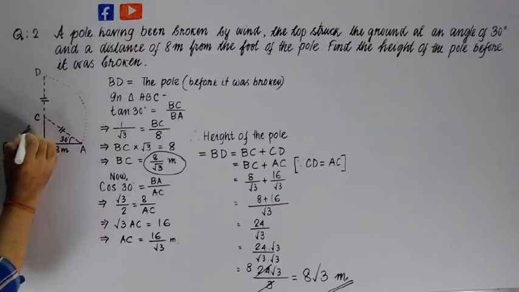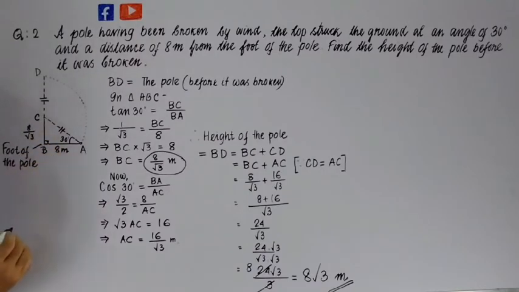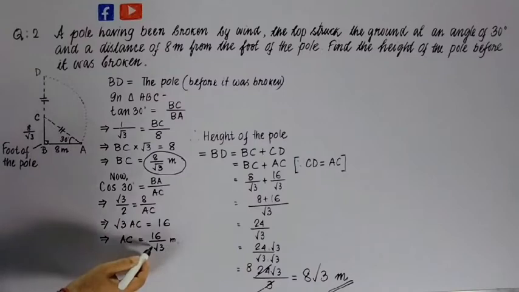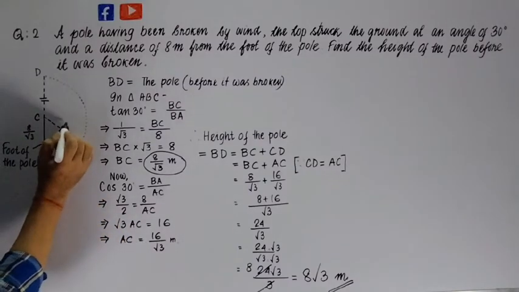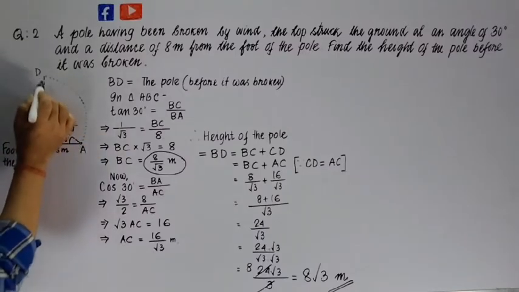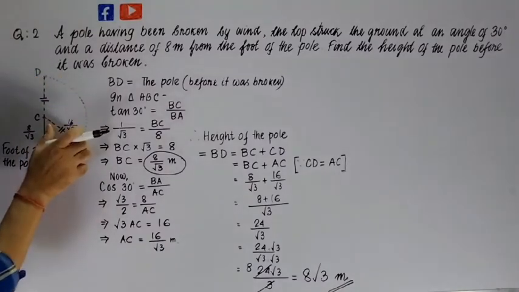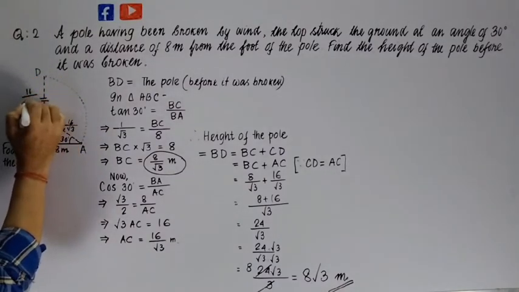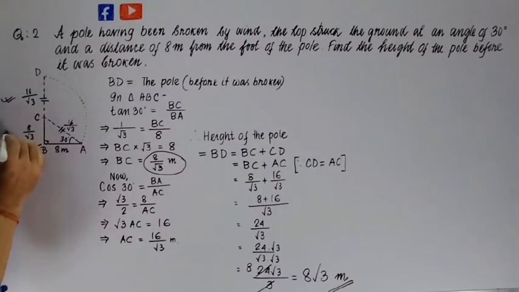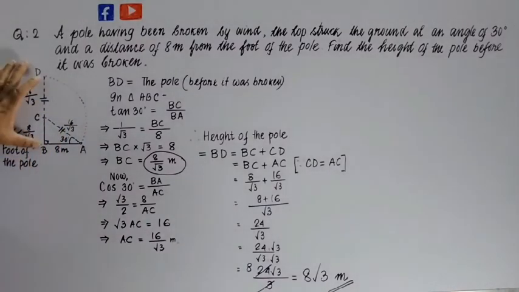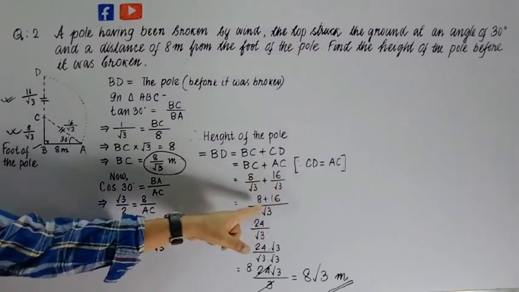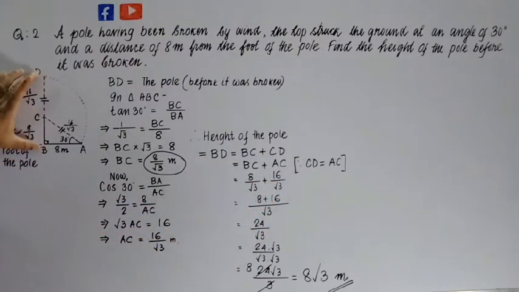Okay, this is 8 by root 3, and the length of AC you have got 16 by root 3. This length 16 by root 3 and this length are equal, because this portion falls here. So this is also 16 by root 3. Now if you add this and this, you will get the total length of the pole. So the height of the pole is 16 by root 3 plus 8 by root 3. Okay. BD is the total length of the pole.